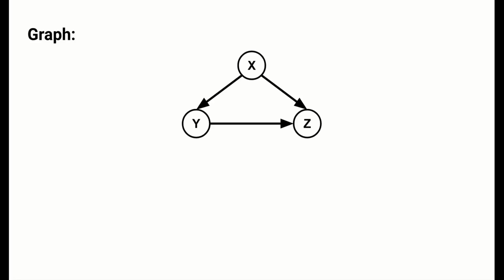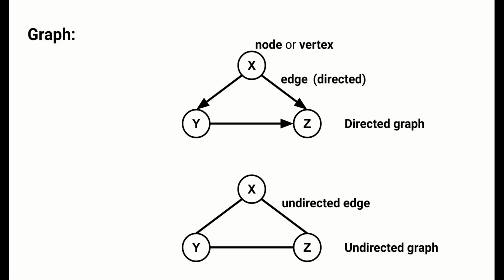Formally, graphs are mathematical objects that are collections of nodes or vertices, indicated by the circles, and edges, linking the nodes, indicated by the arrows. In the case of these arrows, the edges are called directed edges because the connections between nodes have a direction. A graph whose edges are all directed is called a directed graph. If the edges connecting the nodes did not have directions, the edges would be called undirected edges. A graph whose edges are all undirected is called an undirected graph. In causal inference, we'll primarily deal with directed graphs.